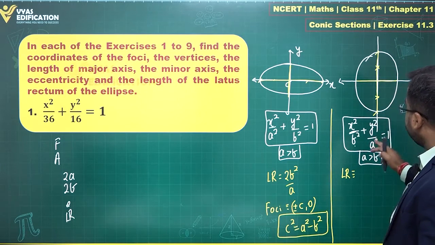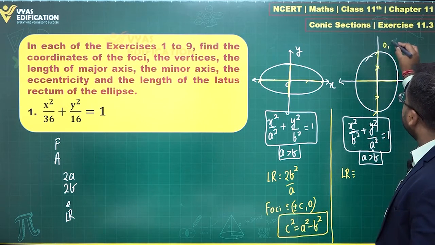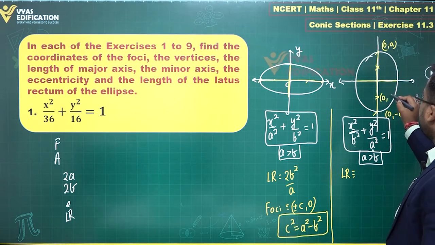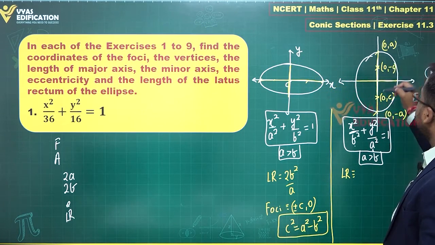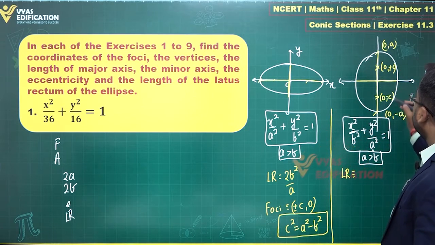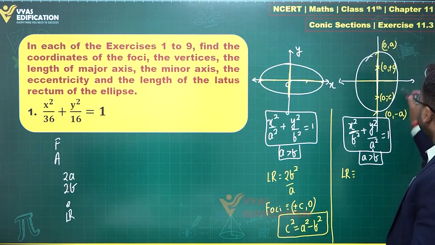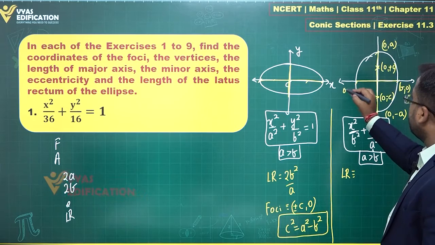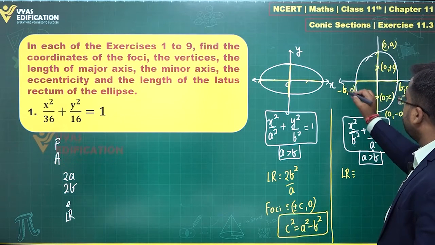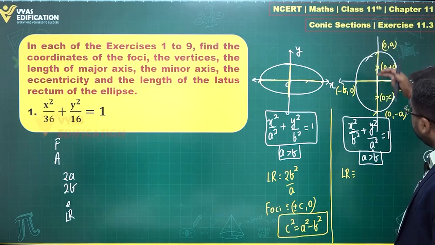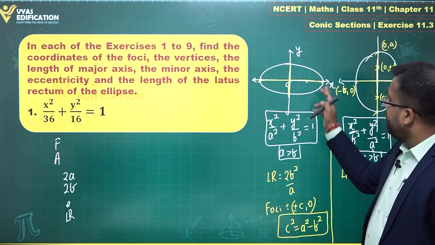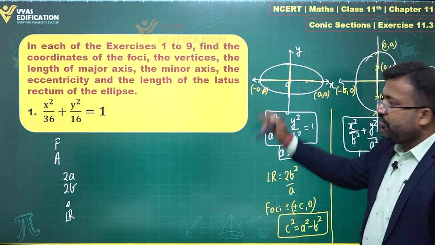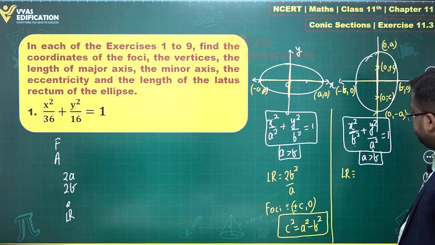These will be the vertices, the coordinates of the vertices. The denominator of y will decide that: 0 comma a, 0 comma minus a. This is 0 comma plus c, and 0 comma minus c. These will be the foci. The ends of minor axis will be b comma 0, minus b comma 0. Major axis will be this 2a, minor axis will be 2b. If you observe here also, this will be a comma 0, this is minus a comma 0, and major axis will be 2a, minor axis will be 2b.